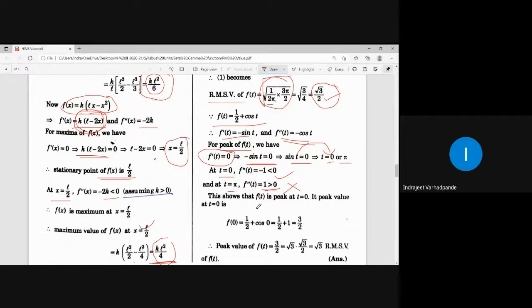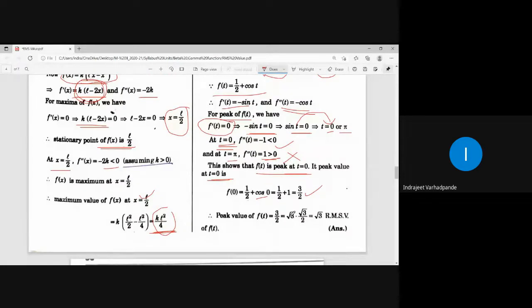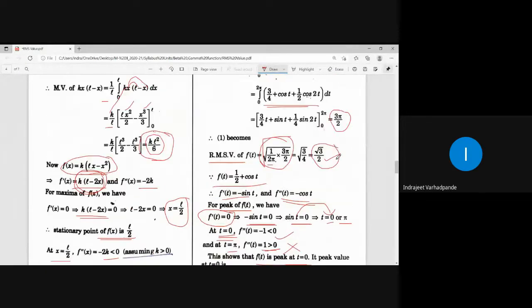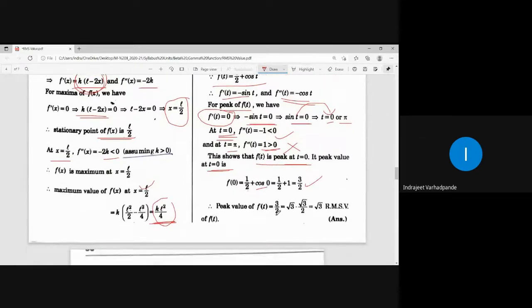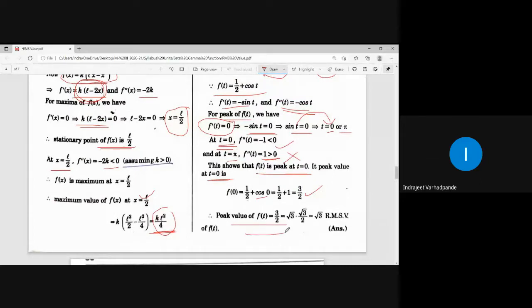So I conclude that for t is equal to 0, this f of t is showing the peak value, and its peak value comes out to be half plus cos 0. Cos 0 is 1, half plus 1 is 3 by 2. So I get f of 0 as 3 by 2. 3 by 2 can be written as root 3 into root 3 by 2, and root 3 by 2 is already with us, which is nothing but the RMS value. And hence it is very convenient for me to show that peak value of the given function is root 3 times the RMS value.